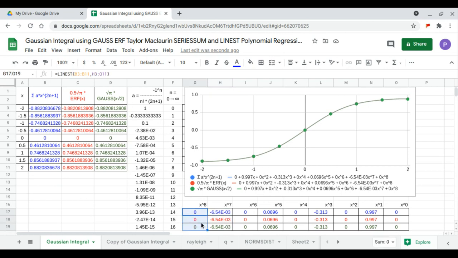This completes the use of array formula, Gauss and error function, SERIESSUM and LINEST polynomial regression to generate the trend line and trendline polynomial of the Gaussian integral.